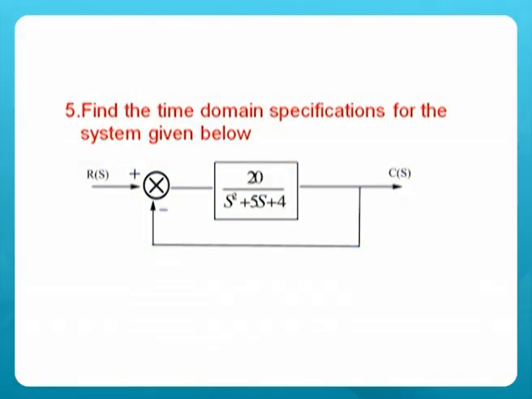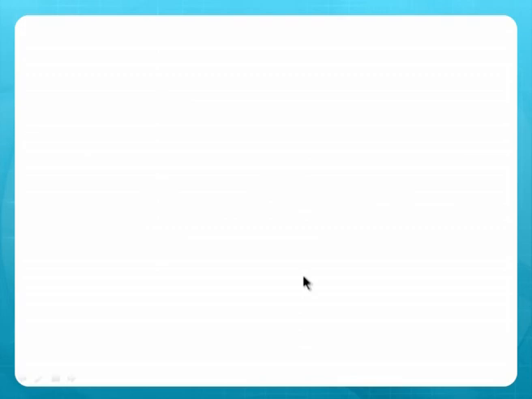The next problem, you need to find the time domain specifications for the system given below. You can see it is a unity feedback control system where g of s is given here, 20 by s square plus 5s plus 4. Now what happens to the c of s by r of s closed loop transfer function? So the numerator 20 is added in the denominator. Originally it was 4, now 20 is added, so it becomes 24.